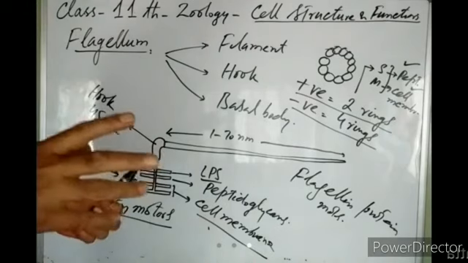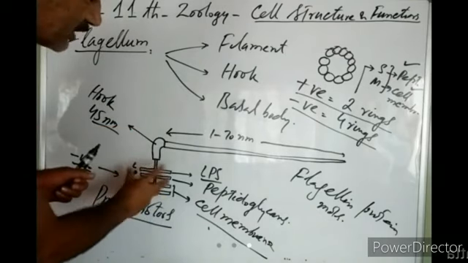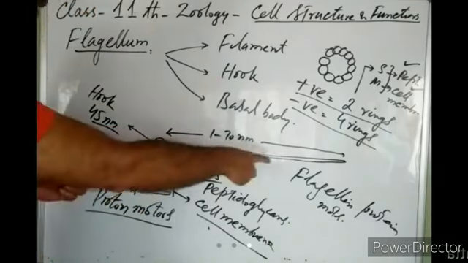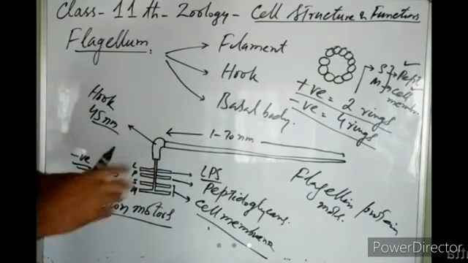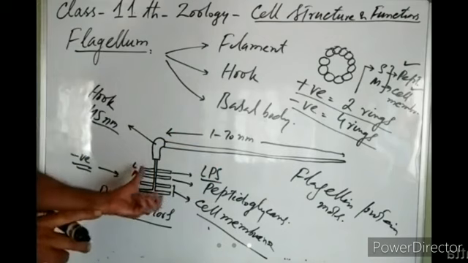And when protons flow through them, energy is released. By the help of that energy, these rings rotate. When the rings rotate, they make this hook rotate, and the hook makes the filament rotate. So in this way, this flagellum makes movement by the help of this basal body.